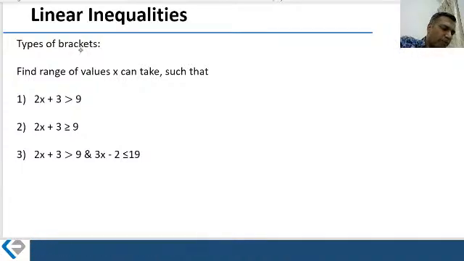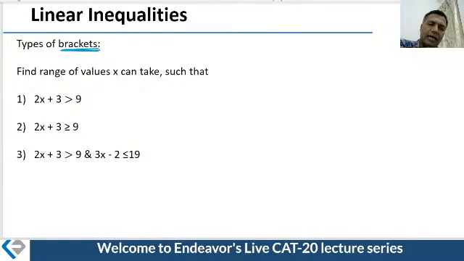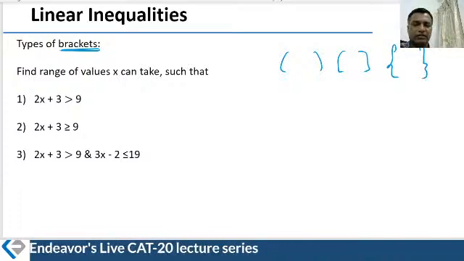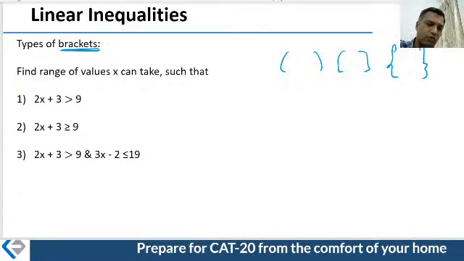Firstly, let me introduce you to the brackets. You find 3 types of brackets in the exam: the simple bracket, the square bracket, and the flower bracket. These are the 3 types of brackets that you find. Let me explain what they mean to us.